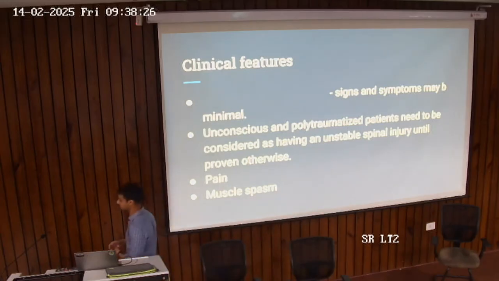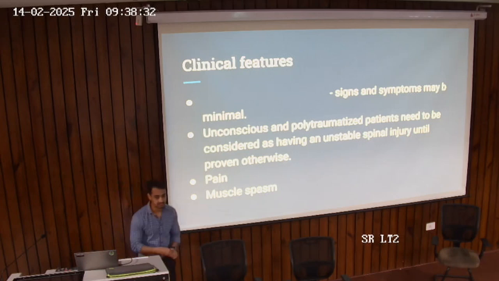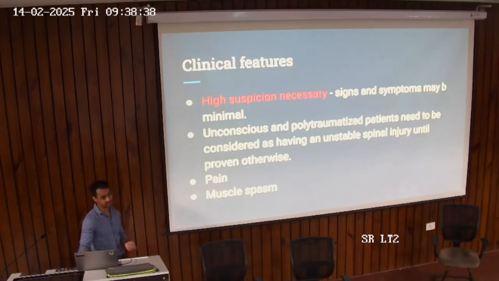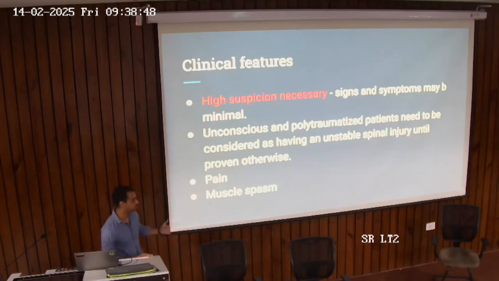Because you will see 10 patients in a day, 9 of them will be normal. So what will happen with the 10th patient? You will assume he is also normal. So to rule out a spinal injury, a high degree of suspicion is the first thing you need to have. If the patient is unconscious and polytraumatized, you need to consider that they have an unstable spinal injury unless proven otherwise. High suspicion is the first thing.